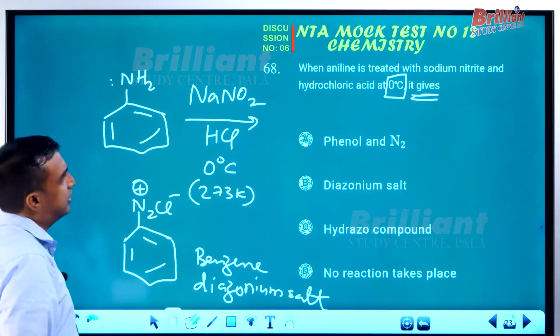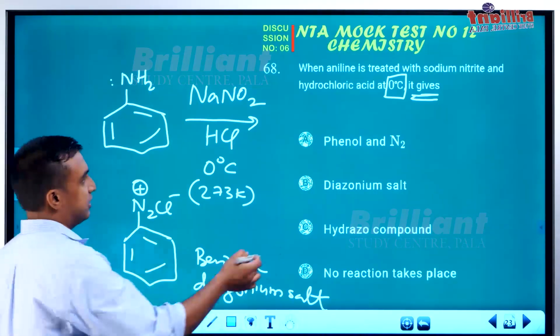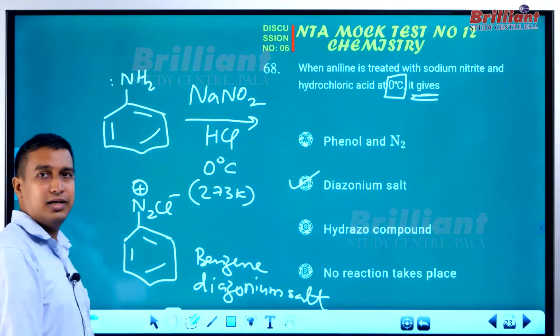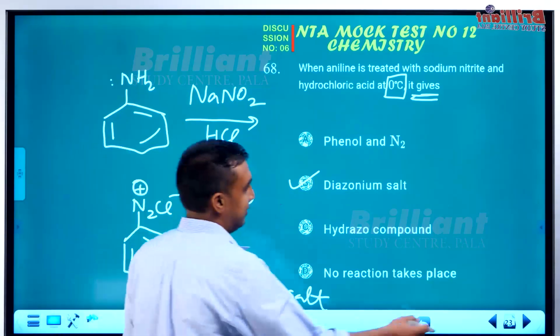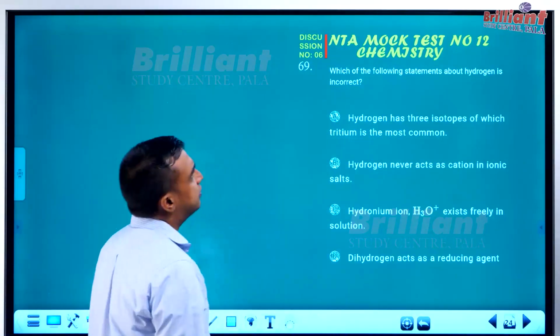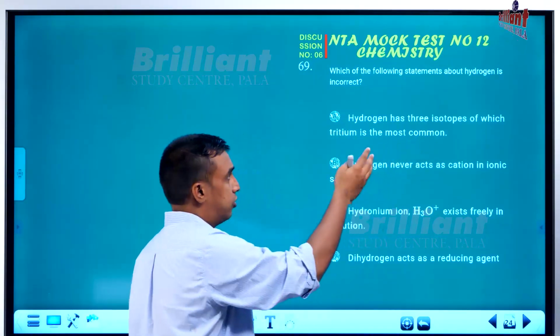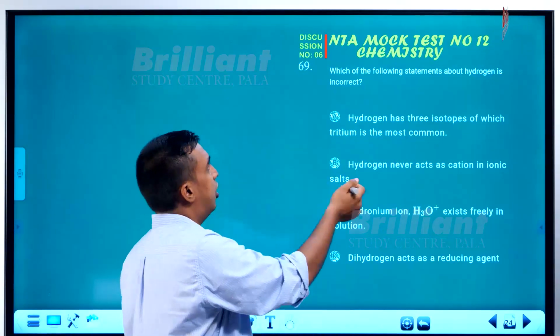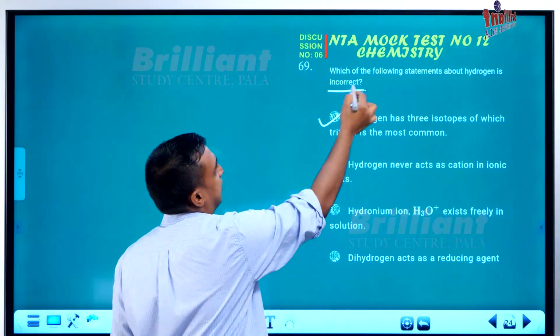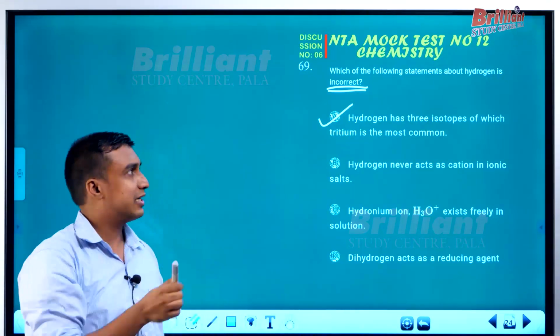So for question number 68, the answer will come as option B. Coming to the next question. Which of the following statements about hydrogen is incorrect? Hydrogen has 3 isotopes, of which tritium is most common. No, this is wrong. So this will come as our answer. Now why is it coming as wrong?